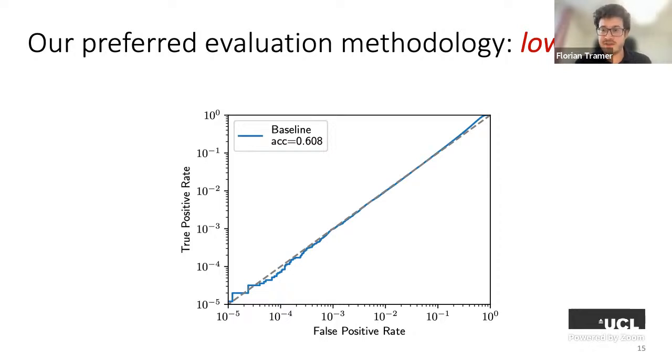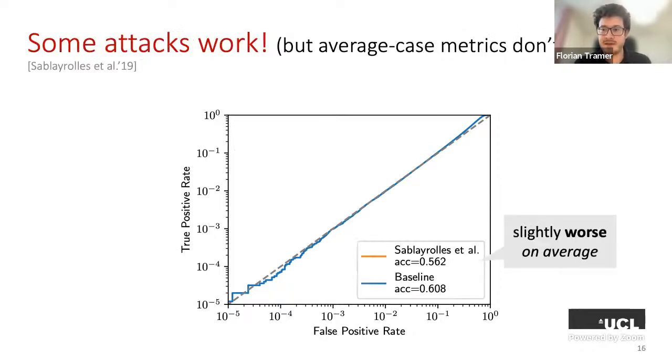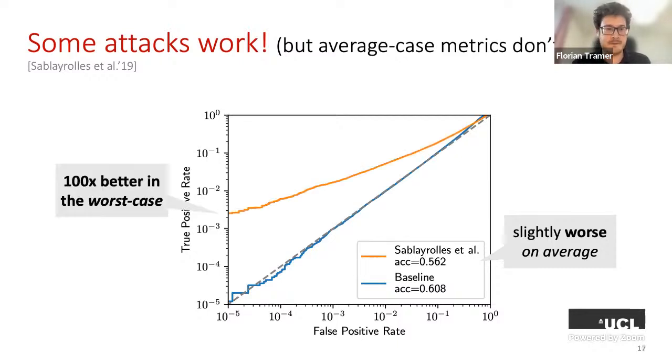In particular, it turns out that not all attacks are this bad. For example, there was an attack that some people at Facebook published about 3 years ago. This is from Alex Sablayrolles and co-authors. If you look at the average case performance of this attack, like its accuracy or its ROC, it's actually worse even than the very simple attack we just looked at. But it turns out this attack does like 100 times better if you consider very low false positive rates.